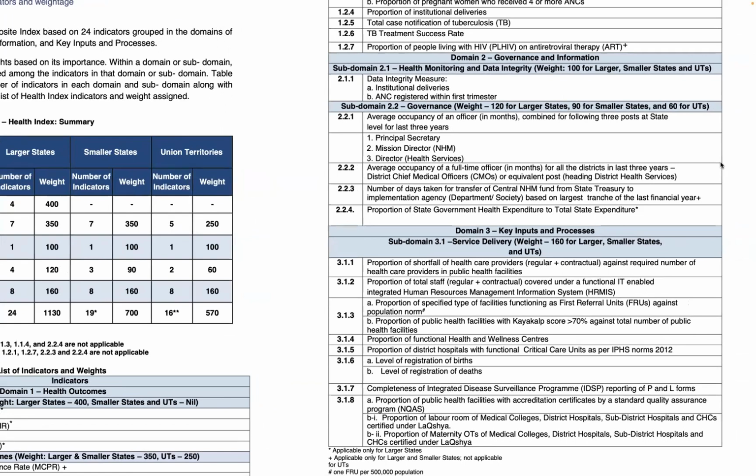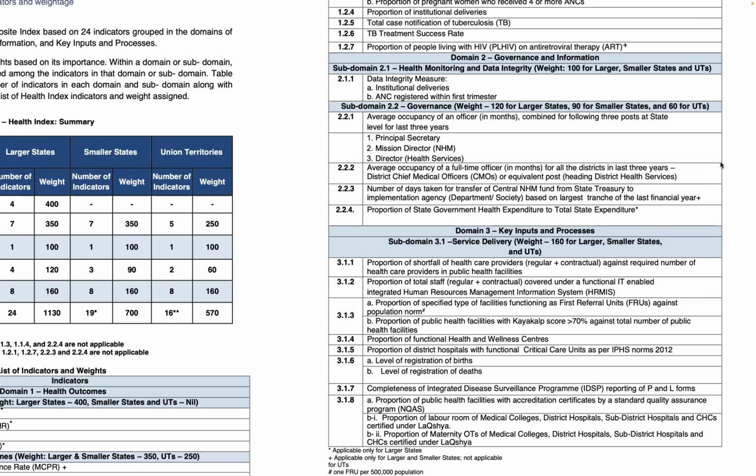Then going to domain 2, that is governance and information. Data integrity measures, institutional deliveries, and ANC registered in the first trimester. Now coming to average occupancy of an officer in months, combined for the following 3 posts at state level. How many principal secretaries are there? How many mission directors are there? How many director health services are there? How many months of service they are actually into? For the last 3 years, how many positions are vacant, or how many in place? This also we are taking into account.